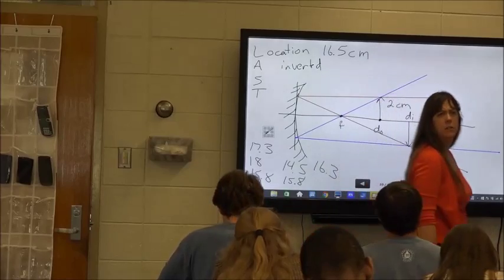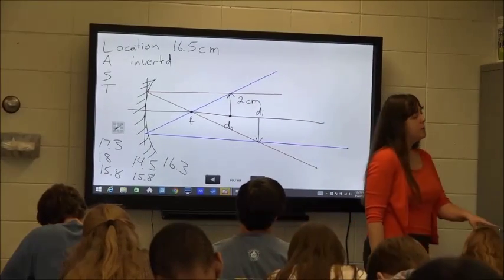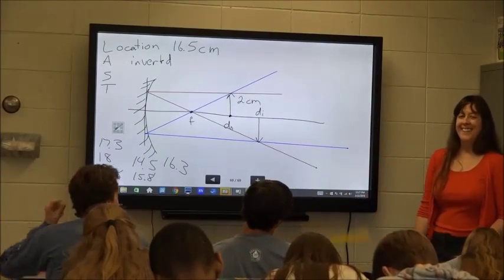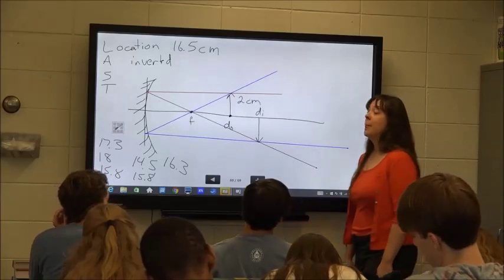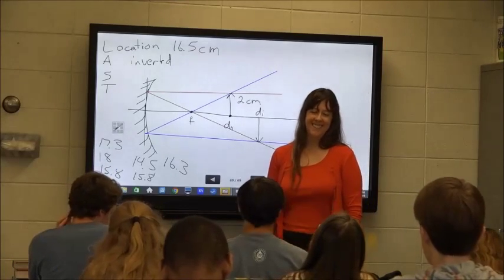Which arrow? The big one. Why are we measuring the big one? Because we already have the other one. I was going to say the image arrow, but the one we haven't measured yet is also a good answer.